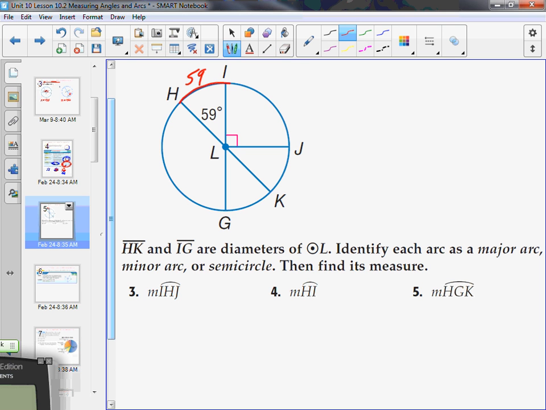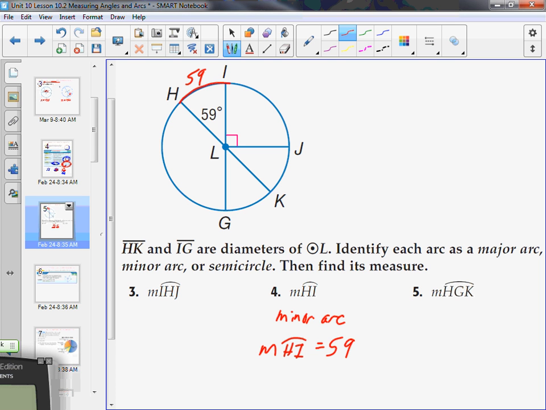So let's do number 4. The directions say, identify each arc as a major arc, minor arc, or a semicircle. That's definitely the shortest path from H to I. It's definitely less than half a circle, so that is a minor arc. Now, the little m in front of the arc means measure, just like if we had angle A, that means the measure of angle A. Same idea. So the measure of arc HI, well, we've already found it. It's 59 degrees because it equals the measure of its central angle.